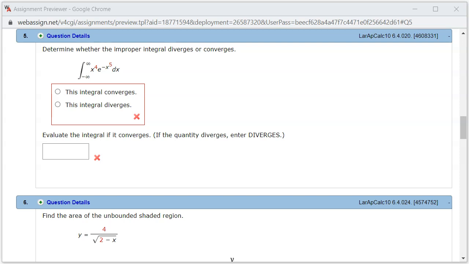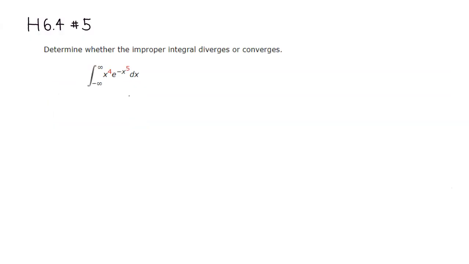Alright, let's look at homework 6.4, problem number 5. Let's evaluate this given improper integral.